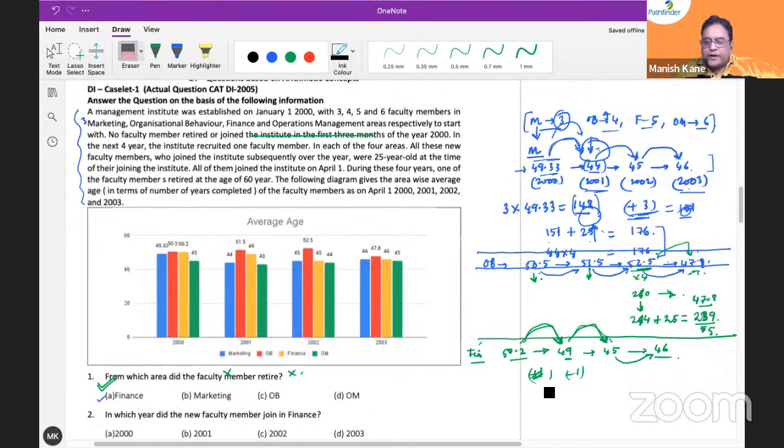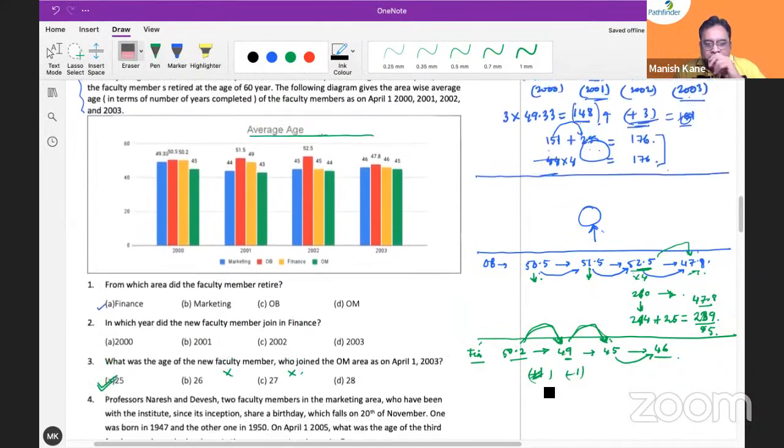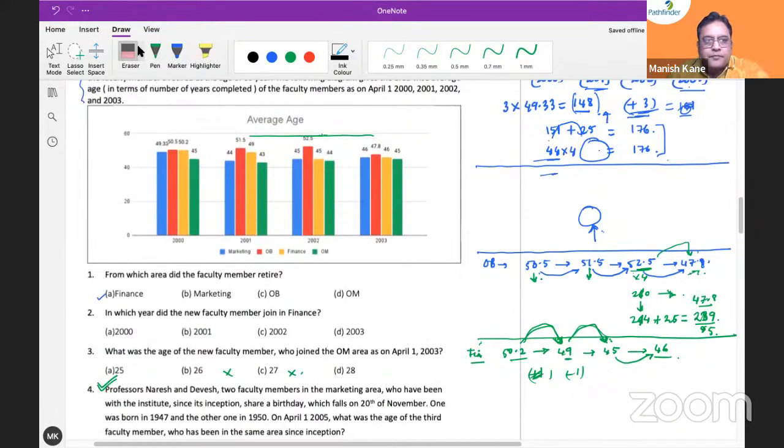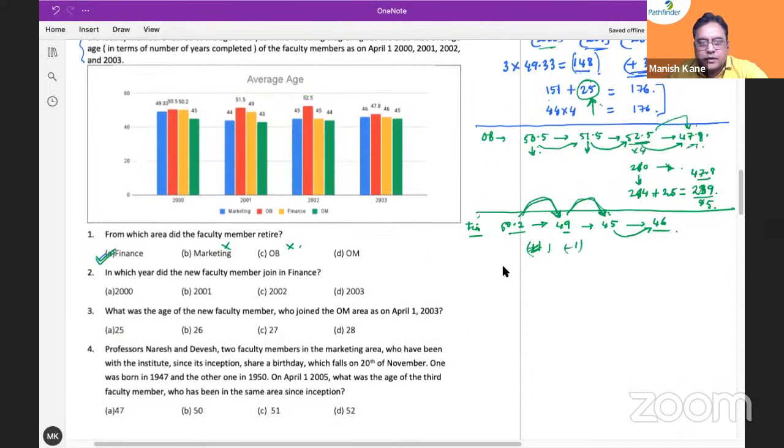Okay, so let us try to do that same calculation for finance as well. So what has happened in finance? You have 5 people in finance, correct? There are 5 people in finance. And so in the first year, the total will be 250 plus 5 into 0.2, so 251 is the total.